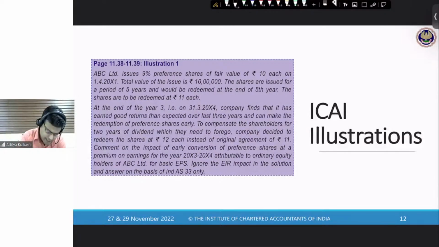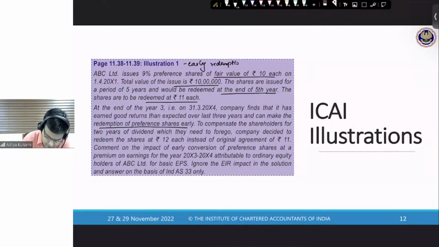ABC Limited issues 9% preference shares of face value rupees 10 each on 1-4-20x1. Total value of the issue is rupees 10 lakhs. The shares are issued for a period of 5 years and would be redeemed at the end of the 5th year. The shares are to be redeemed at rupees 11 each. At the end of year 3, that is on 31st March 20x4, the company finds that it has earned better returns than expected over the last 3 years and can make the redemption of preference shares early. So this is a case of early redemption.